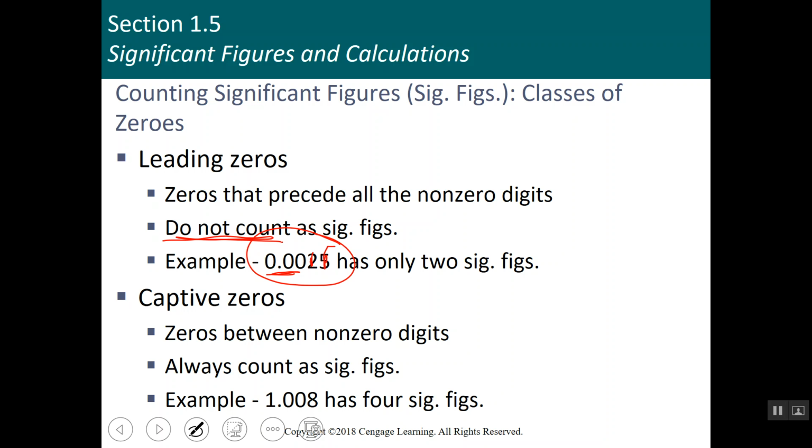Now, captive zeros always count. Captive zeros are zeros that are stuck between non-zero digits. So here's a non-zero digit, here's a non-zero digit, and the 2 zeros are captive. So this has a total of 4 significant figures because that counts, and then both zeros count.